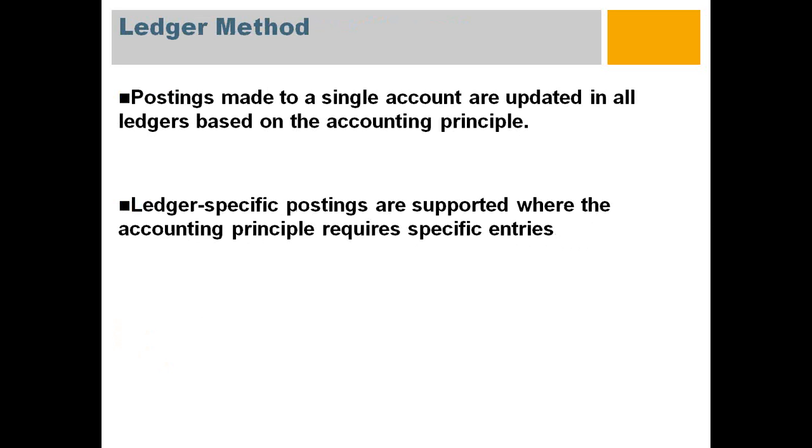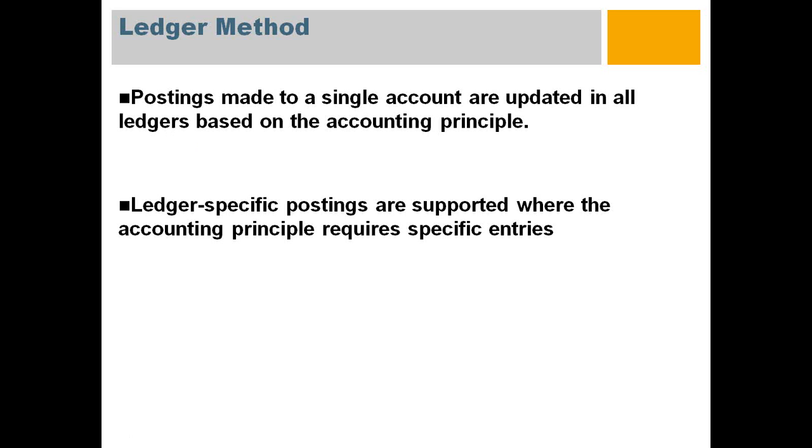Okay, so the postings ledger method. Postings made to a single GL account are updated in all ledgers based on the accounting principle. You can maintain multiple ledgers and tie an accounting principle to each, like GAAP and IFRS. If you're a US company, L0 would be GAAP and your L1 ledger would be IFRS. Based on the accounting principle, it updates the GAAP ledger and also your non-leading ledger, the IFRS ledger, at the same time.